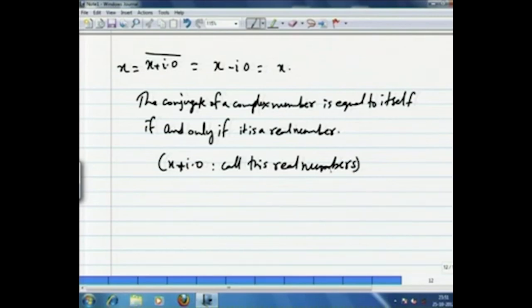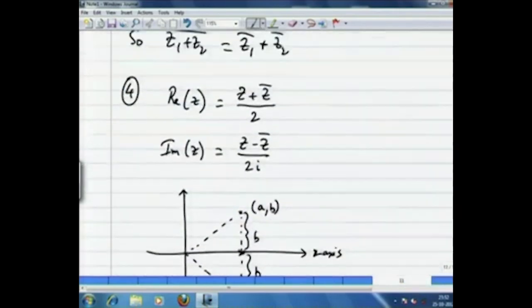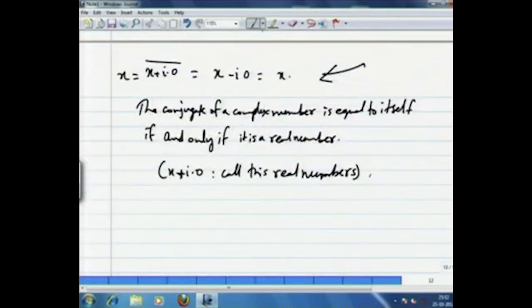That is because we saw that this set of all x plus i times 0 is a faithful representation of real numbers in the complex numbers. So from now on, when we say real number in the context of complex numbers, this is what we mean. And the conjugate is equal to itself if and only if it is a real number. I have shown here that if you take a real number, it is equal to its conjugate. And from here you can infer that if a complex number is equal to its conjugate, the imaginary part is 0, which means it is a real number. So it is an if and only if statement.